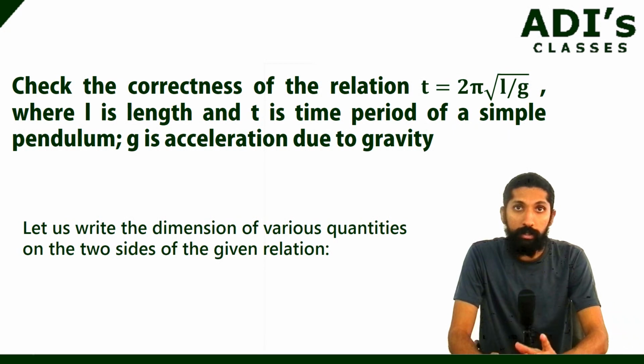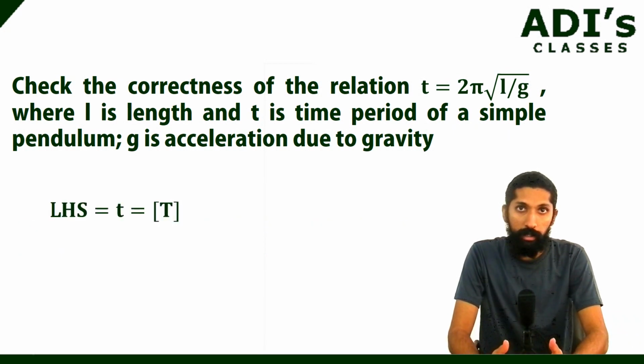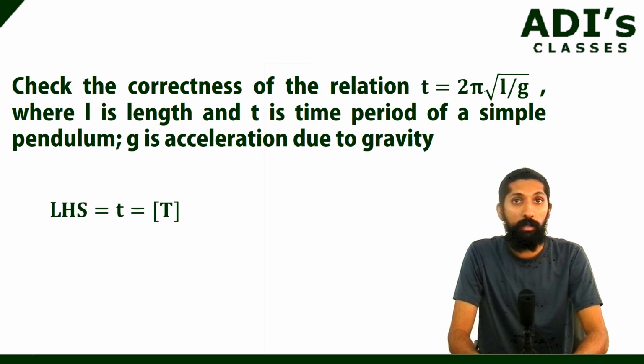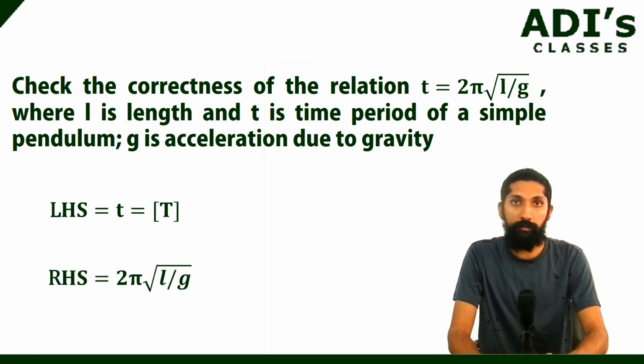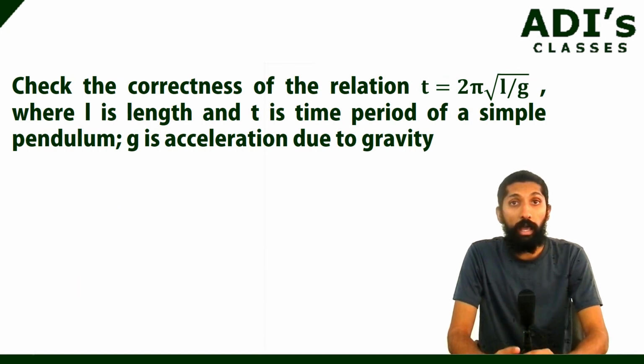Now, LHS is what? Time period. It's time, correct? Now, what is the dimensional formula? T1, correct? M0, L0, let's leave that. You have T1, so it's basically T. Now, let's come to RHS. RHS is 2 pi root L by g. Now, 2 pi is a mathematical constant. It's a dimensionless constant, isn't it? 2 pi has no dimension. Next is L by g.